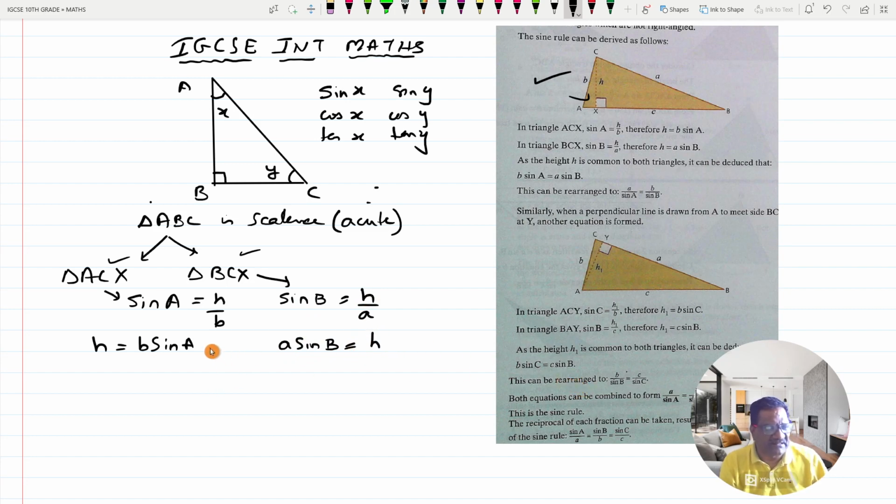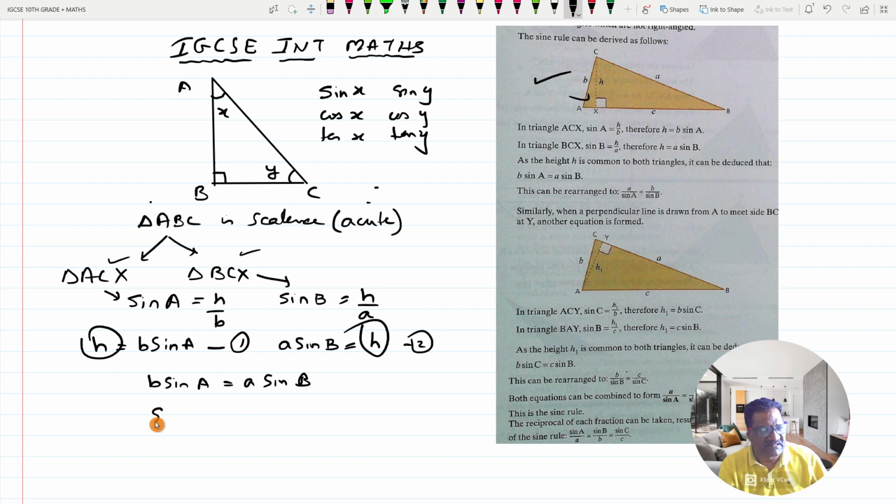Now, if you compare these two statements, 1 and 2, you will see both have h on the right hand side. So this is h equal to a sine B and this is h equal to b sine A. So we can say that b sine A is equal to a sine B. And from this we can write sine A upon a sine B is equal to a upon b, right?